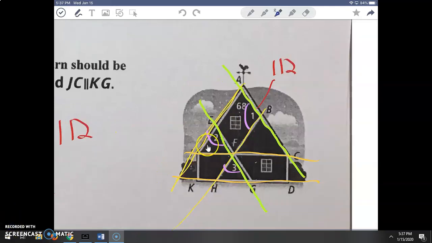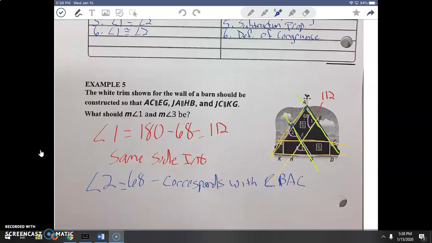On this one, angle 2 is actually corresponding to angle 68 because you have your parallel lines. The green are the parallel lines and the yellow is the transversal. The 68 is in the bottom right, and the 2 is in the bottom right of this intersection, so they're in the same spot. So I wrote that angle 2 is equal to 68 because of corresponding angles. I'm going to have to do the rest of it in the next video. It won't be as long.